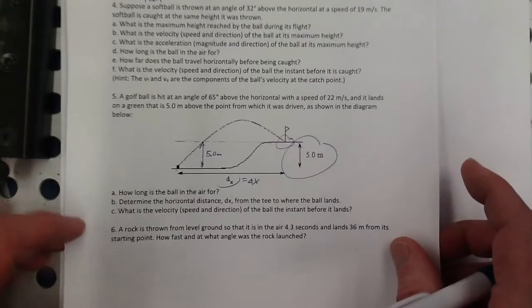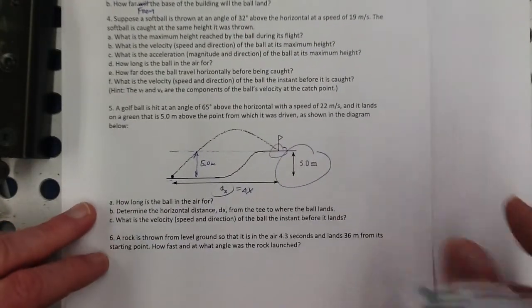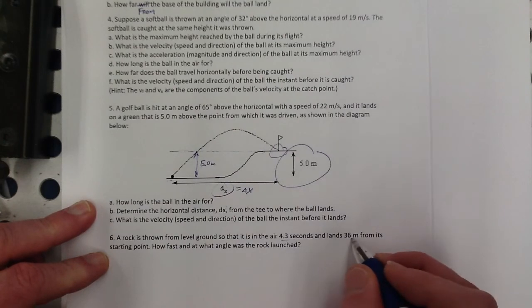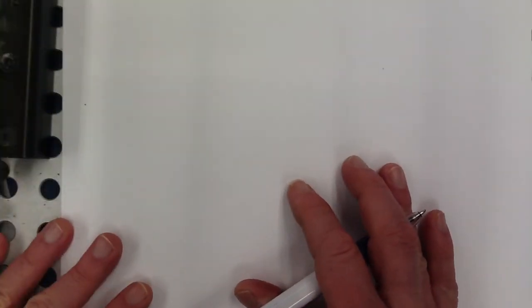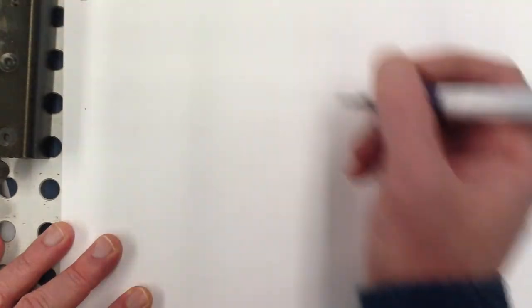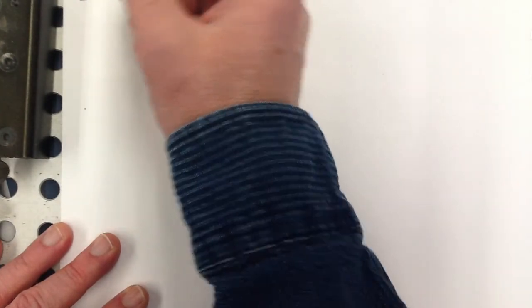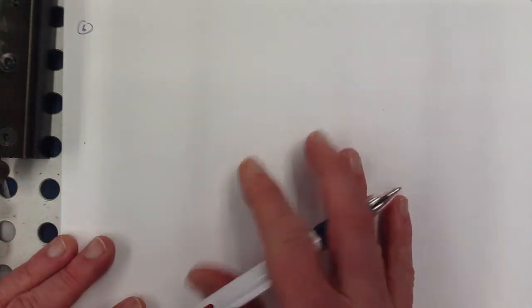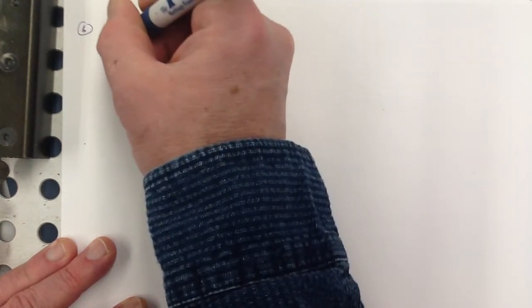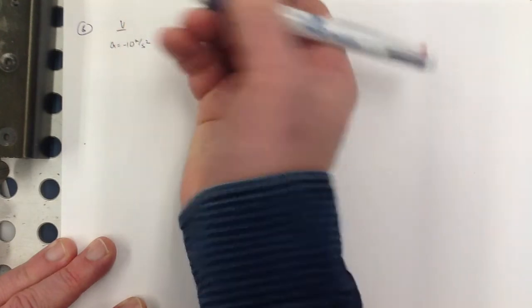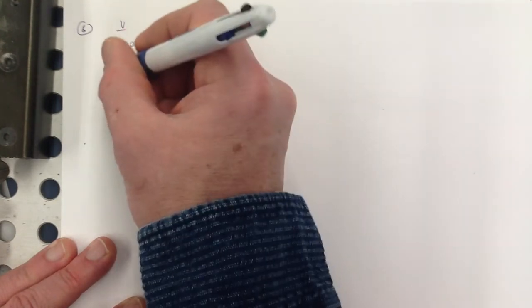And I did not have enough room on the paper for the last one. A rock is thrown from level ground so that it's in the air for 4.3 seconds and lands 36 meters from its starting point. How fast and at what angle was the rock launched? So this is a little different just because of the information that we're given. We're kind of working backwards to get to that launch speed and angle, which is usually what we start with. So let's go ahead and set it up and see what we can do. Not really any harder, this problem. I guess it's only harder because it's less familiar.